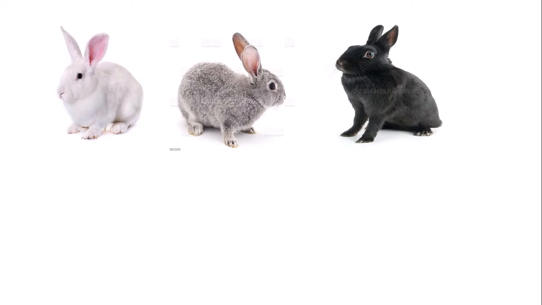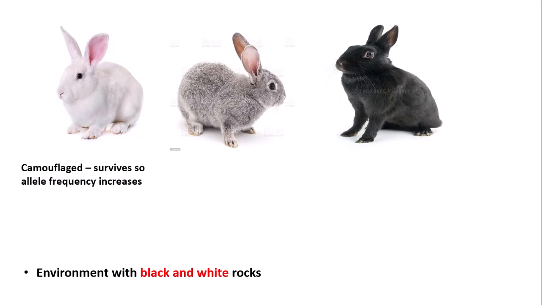An example that I like to use to explain disruptive selection is white, grey and black rabbits. So if you have an environment with both black and white rocks, a white rabbit would camouflage against the white rocks, so they will survive, so the allele frequency for the white colour increases.